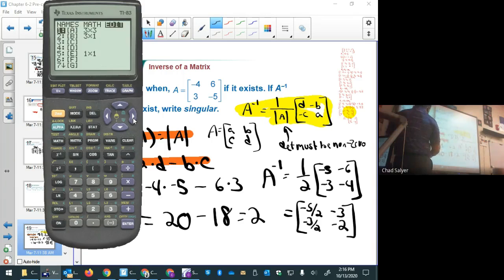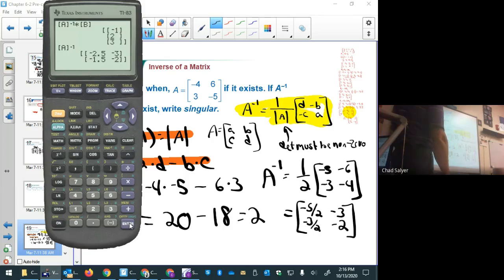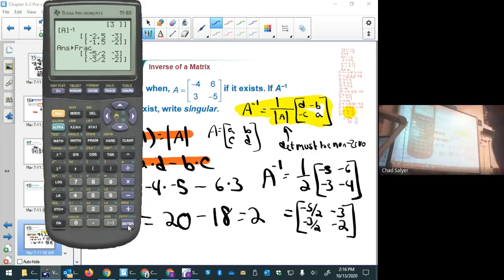Matrix, edit. We're going to edit A, make it a 2 by 2, and make it -4, 6, 3, -5. And then if I quit to the home screen, call matrix A, and then use the inverse button. Hit this, now I have to hit math, enter to convert that to fractions. You see we have the same answer. So that's finding the inverse of a matrix by hand, and then you can also do it by calculator, but you do know how to do it by hand if you had to. If I had a gun to your head and said, convert this matrix into its inverse, you can do it, with or without your TI calculator.